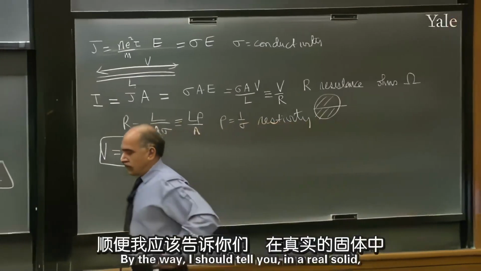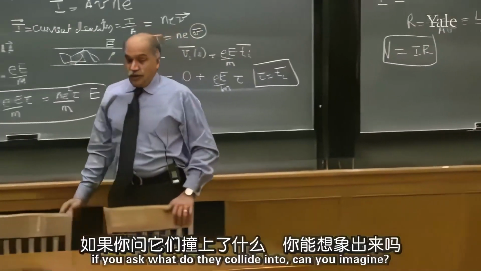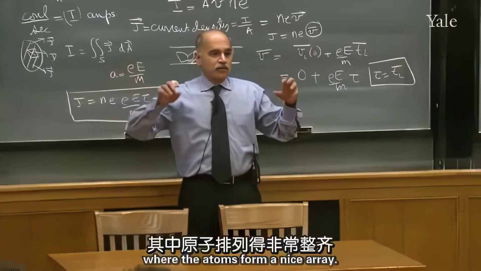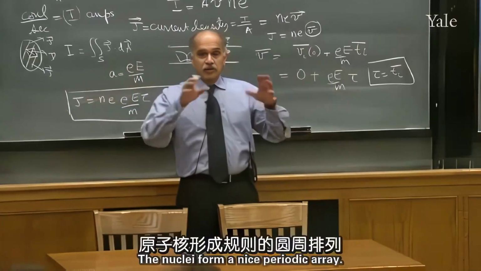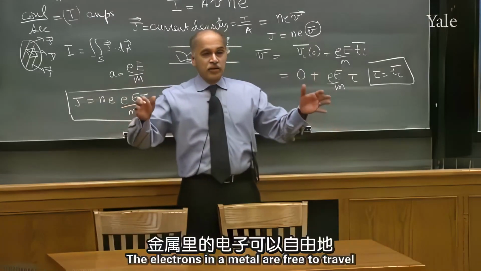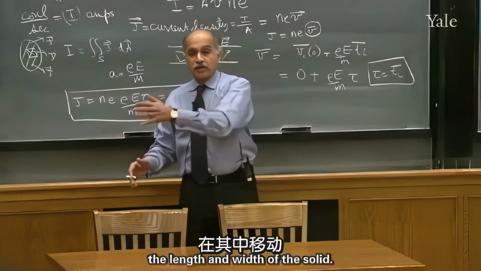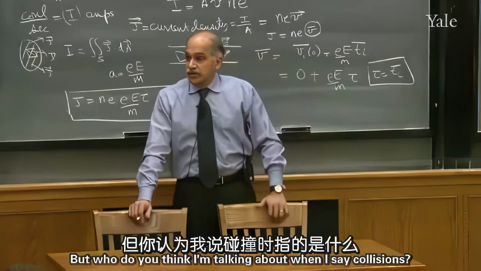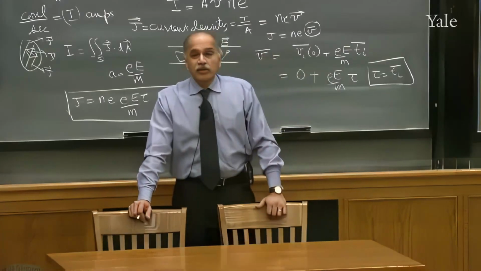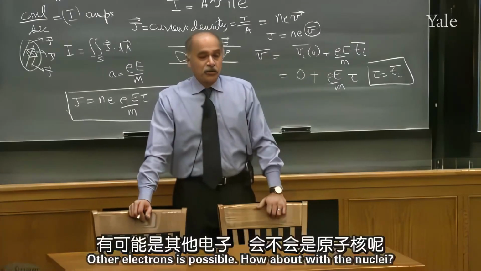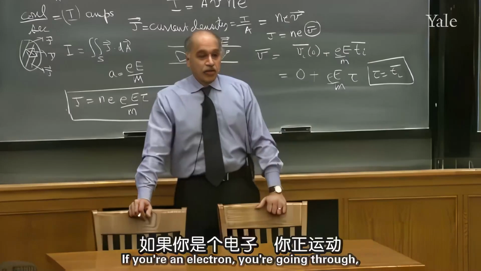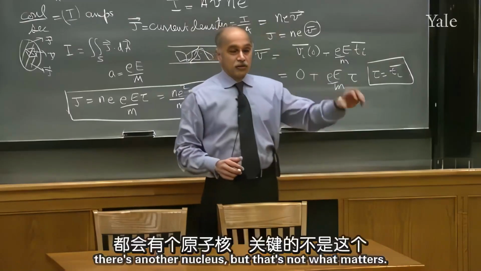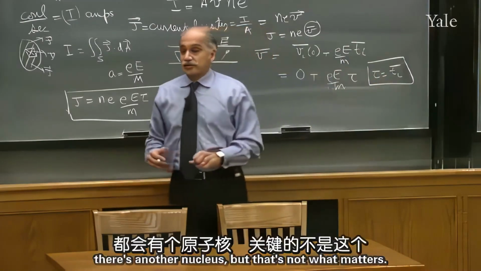By the way, I should tell you, in a real solid, if you ask what do they collide into, can you imagine? Can you have a mental picture of a solid where the atoms form a nice array, the nuclei form a nice periodic array, and the electrons in a metal are free to travel the length and width of the solid. But who do you think I'm talking about when I say collisions? Pardon me? Other electrons is possible. How about with the nuclei? If you're an electron, you're going through, you see nuclei every, whatever, 10 to the minus 8 centimeters. That's another nucleus. But that's not what matters.